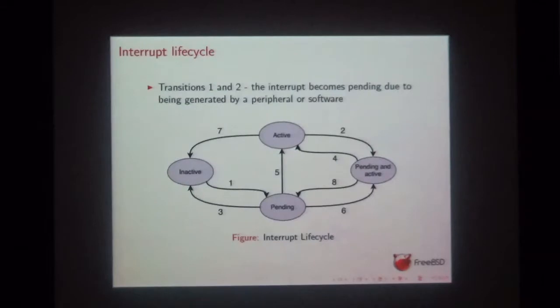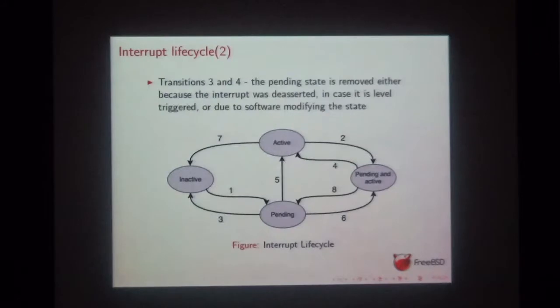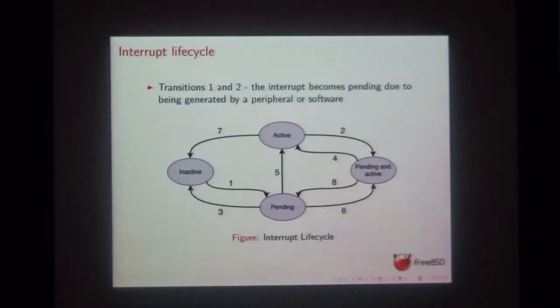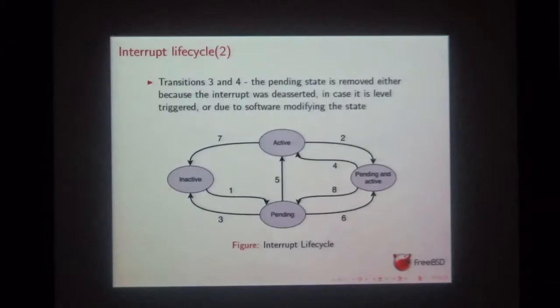due to being generated by the peripheral or software. Okay, so we have an SGI or a hardware source that generates the interrupt. Pending means that it's waiting to be treated. We have transitions 3 and 4, from pending to inactive, and also from pending to active. The pending state is removed either because the interrupt was deasserted in case it's level triggered, or because software modified the state.